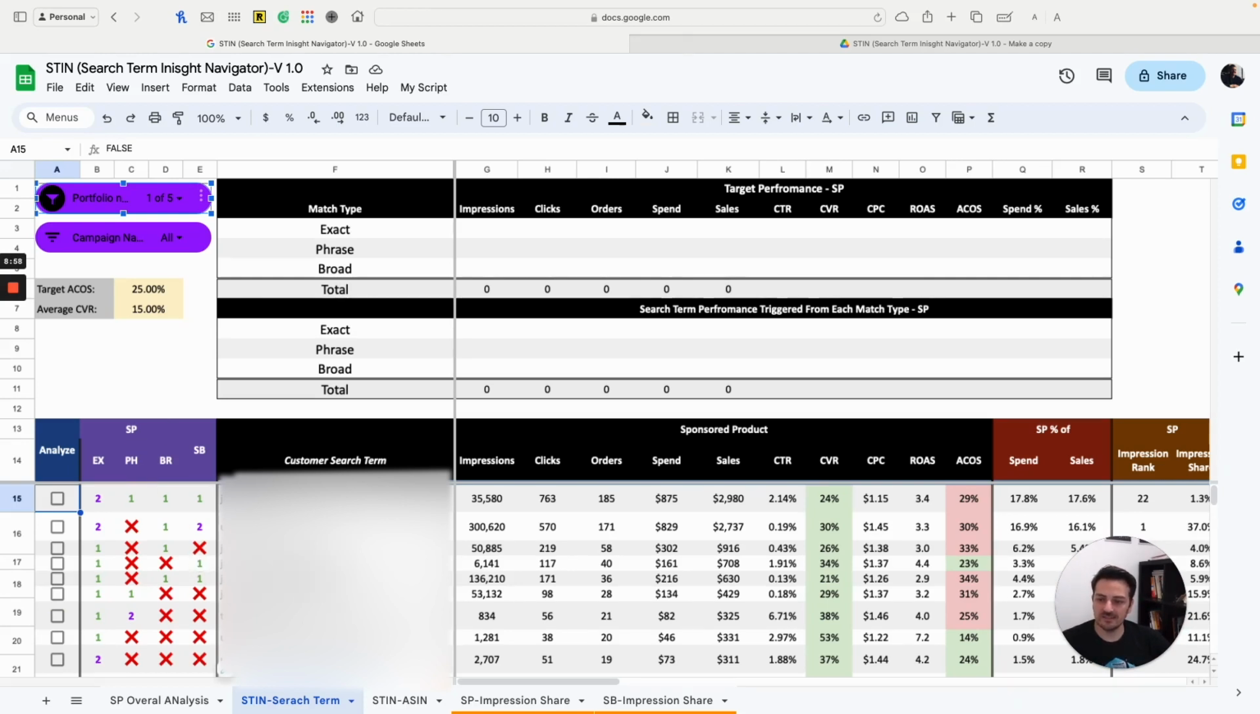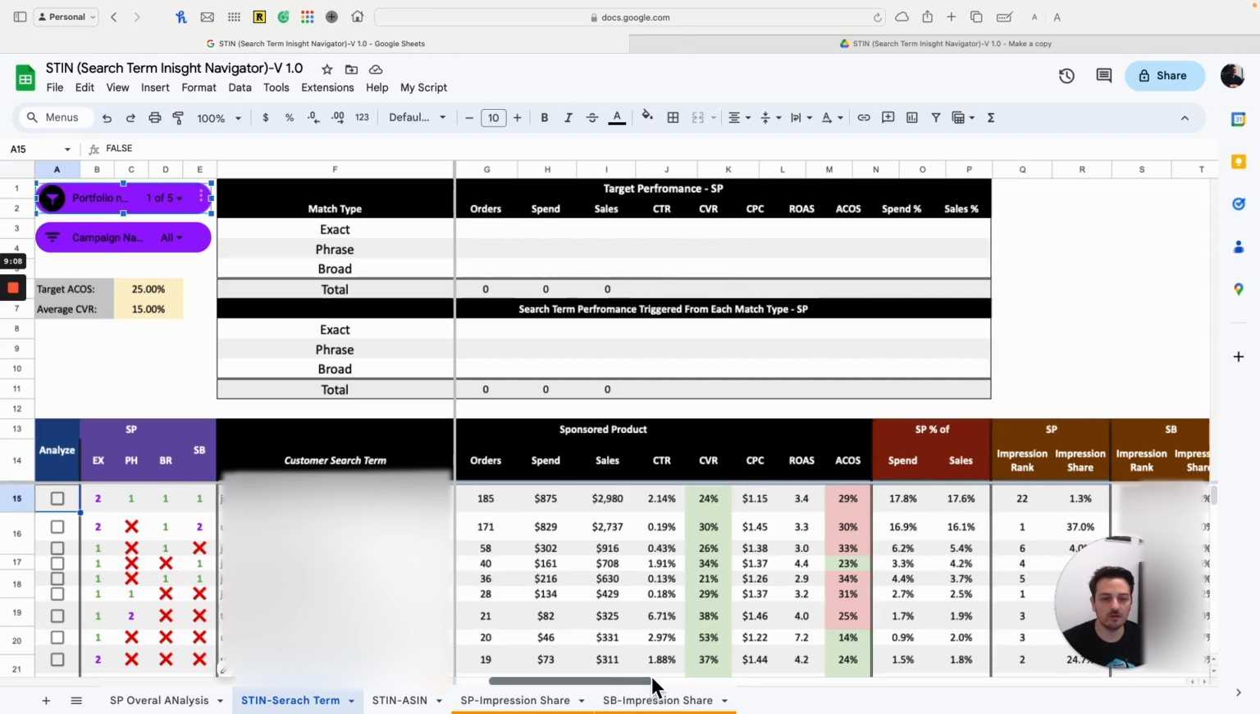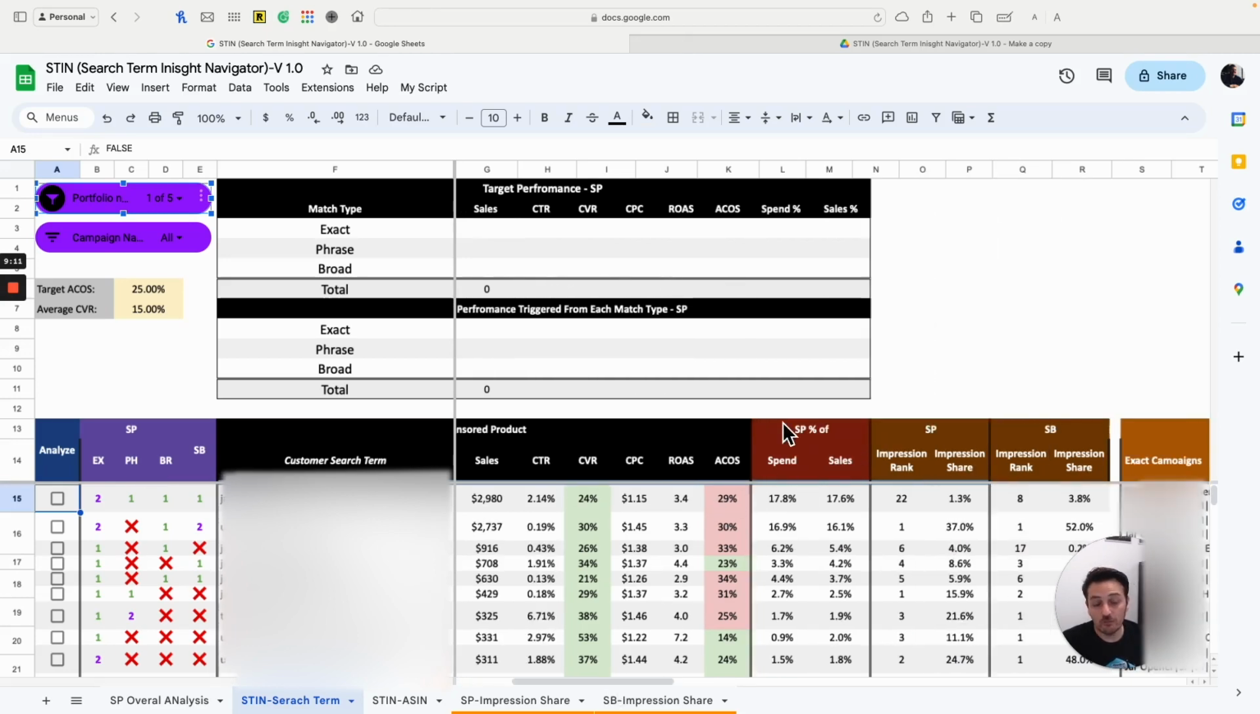I'm going to start from this part. You have all the search terms and your performance for them: impressions, clicks, sales, CTR, CVR, your ACOS, and what percentage of your sales and spend goes toward this term in this portfolio. It's not comparing to the whole account. If you remove this portfolio filter, you're going to see all the terms, and you can identify where most of your sales go, by term, at account level, right?